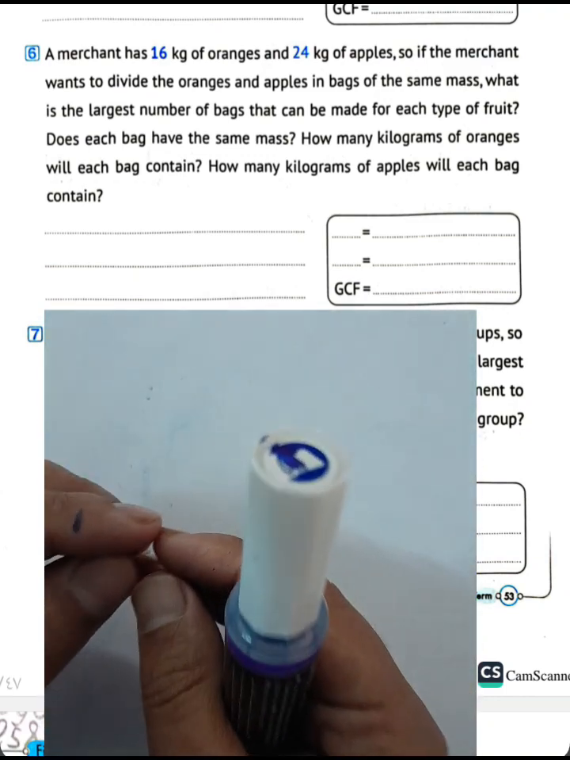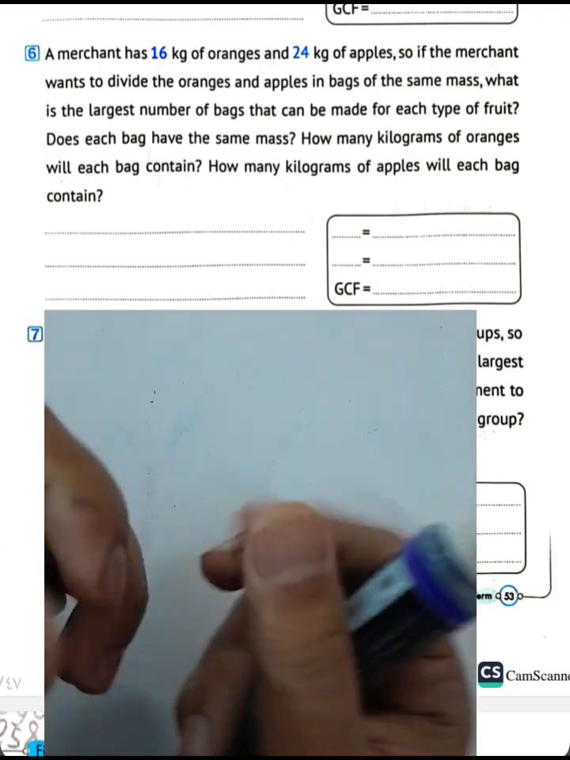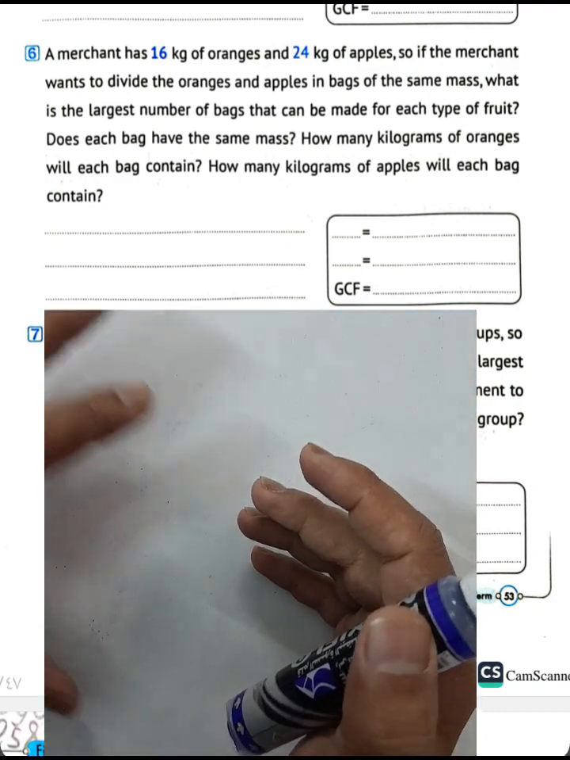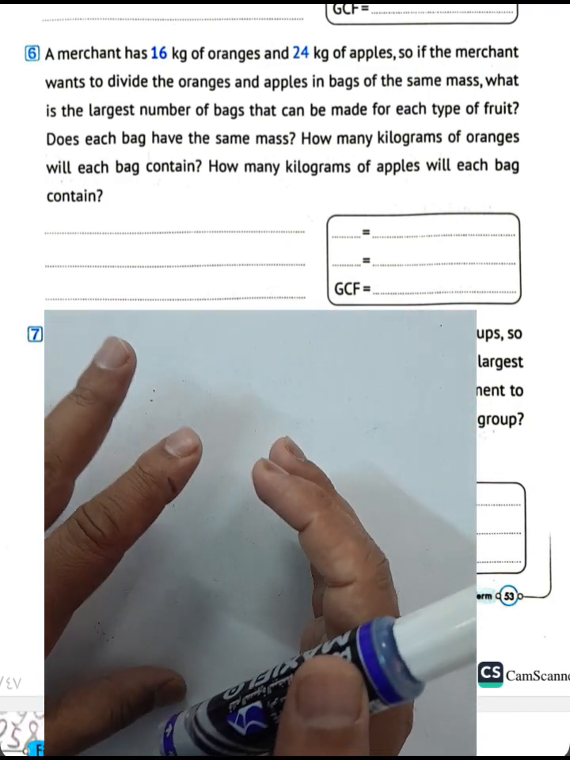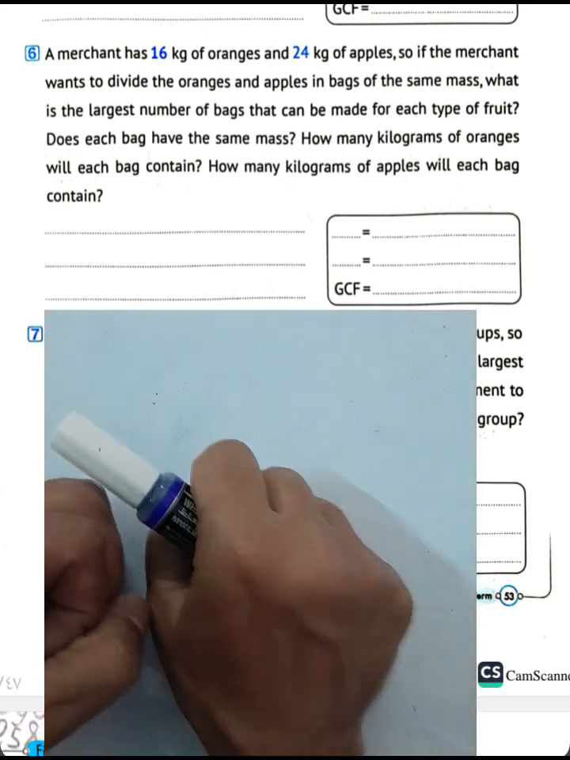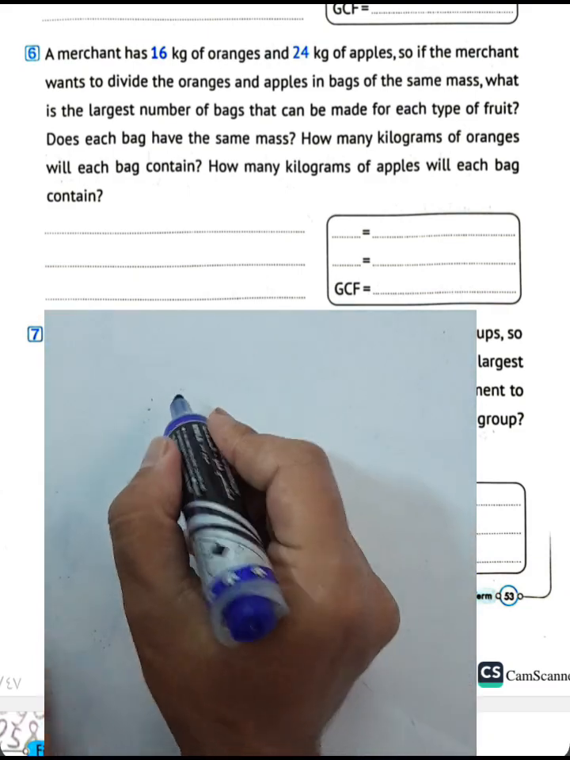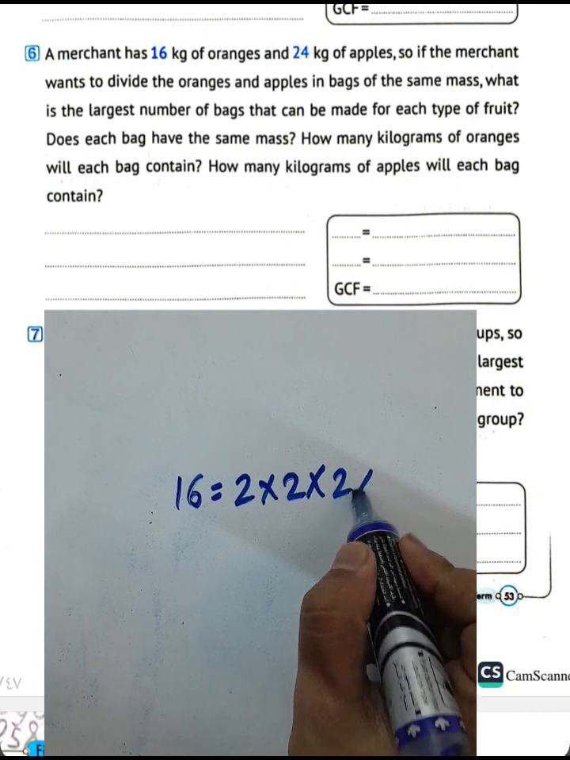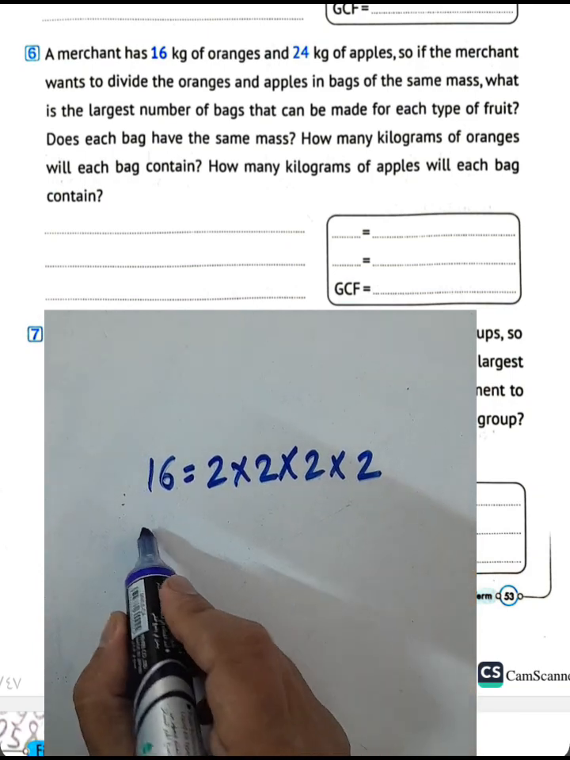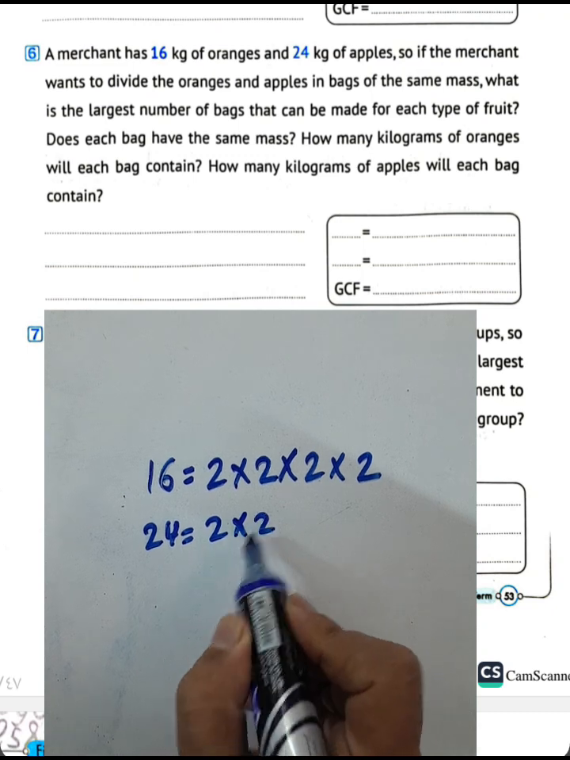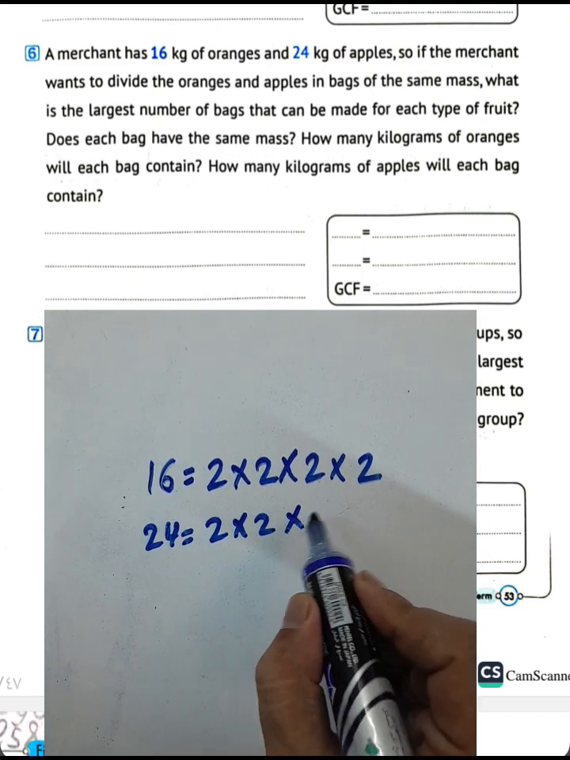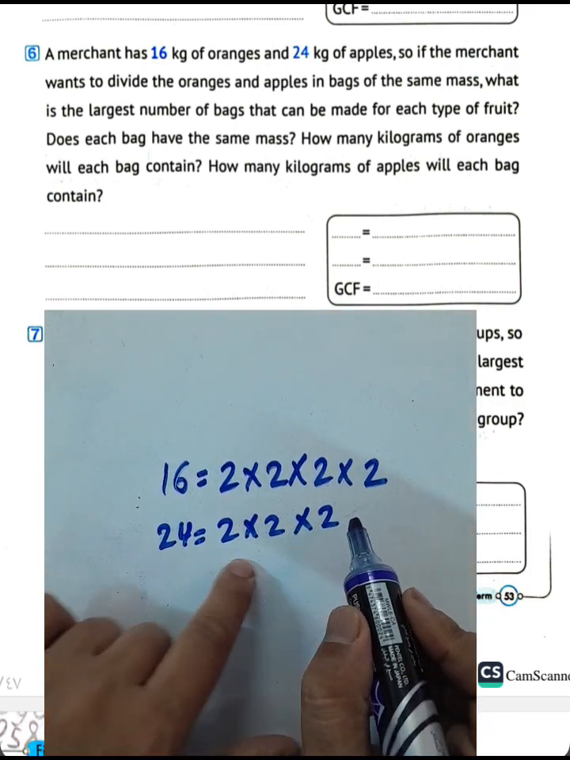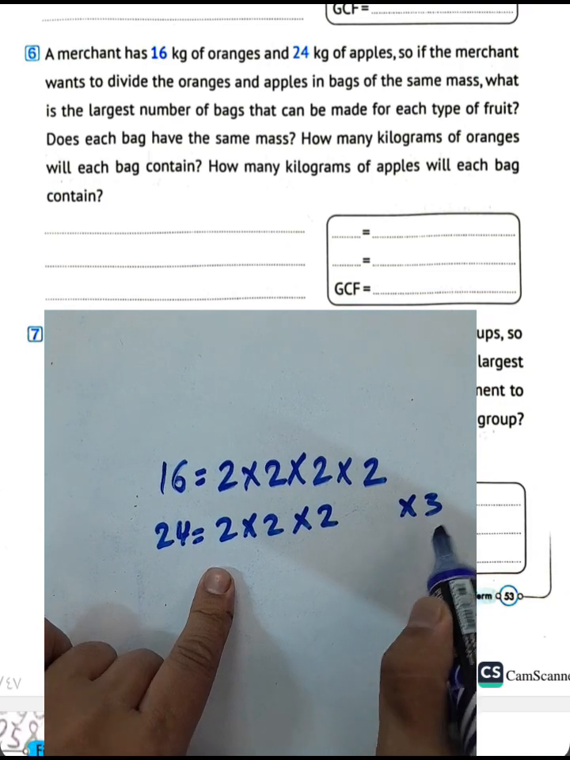We will use here this method using the greatest common factor, or thinking, how can I divide 16 and 24 by using the highest common factor between two numbers? The highest common factor between two numbers, you can find using a Venn diagram or using factorization of 16 and 24, right? 16 equals 2 times 2 equals 4, 4 times 2 equals 8, 8 times 2 equals 16, and 24 equals 2 times 2 equals 4, 4 times 2 equals 8, 8 times 3 equals 24.